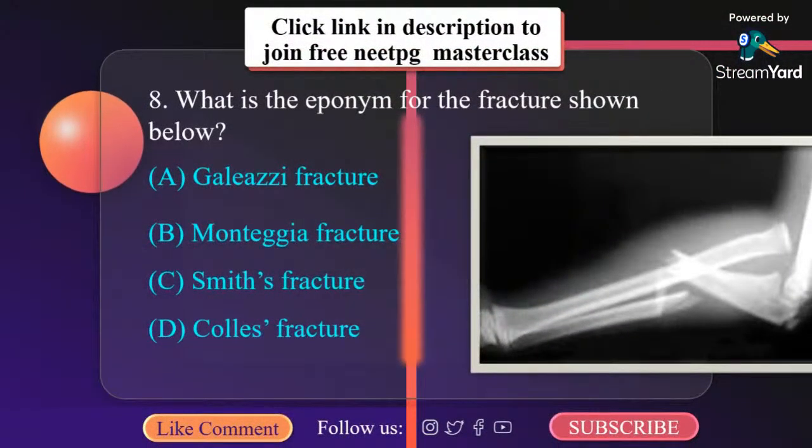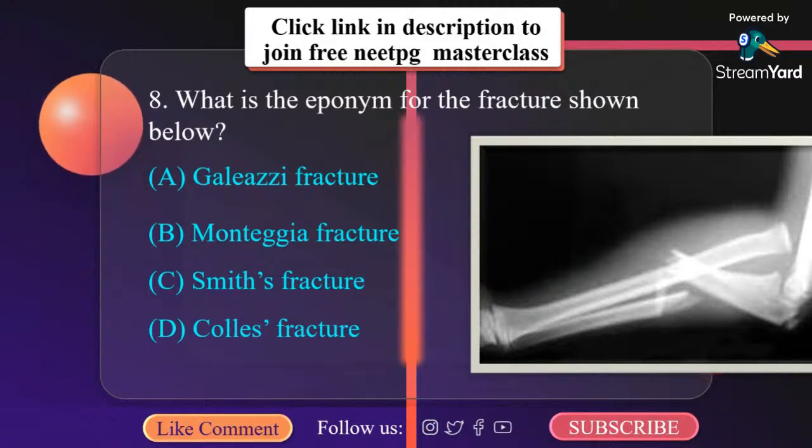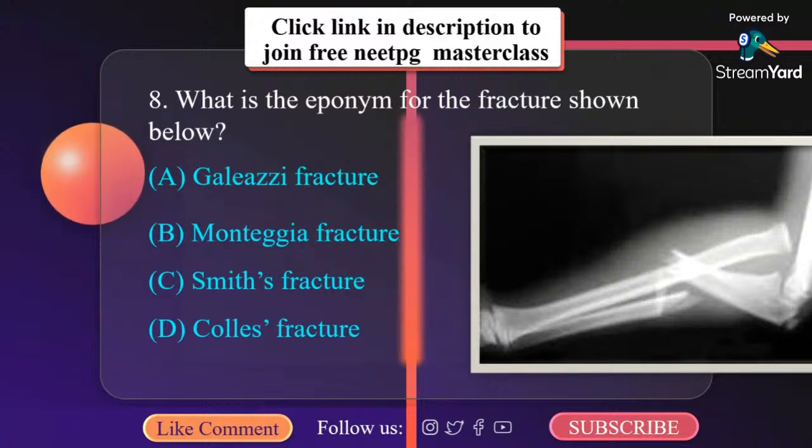What is the eponym for the fracture shown below? Galeazzi fracture, Monteggia fracture, Smith fracture, Colles fracture. It is a Monteggia fracture.